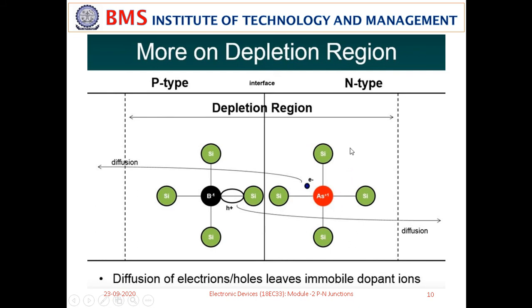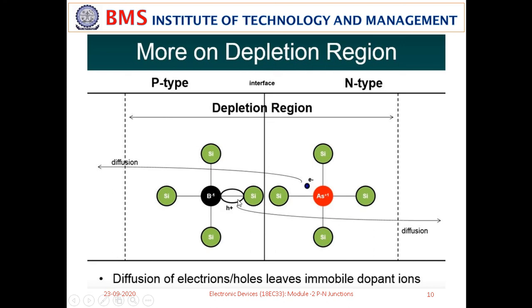Now, what happens at the equilibrium condition? The electrons which you are seeing here will diffuse from the n side to the p side. When an electron leaves its position, this position will now be a positively charged ion. This is called a donor ion, because it has donated an electron. The electron has moved, left its position, and this has become an immobile positive ion.